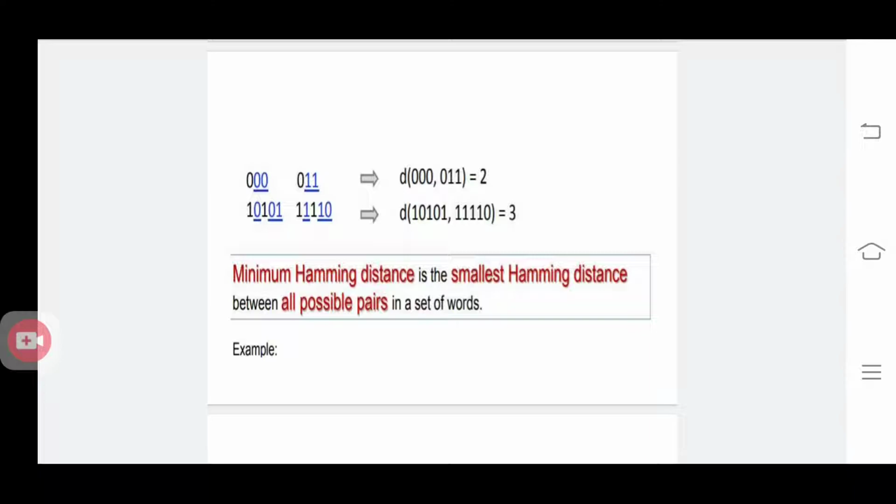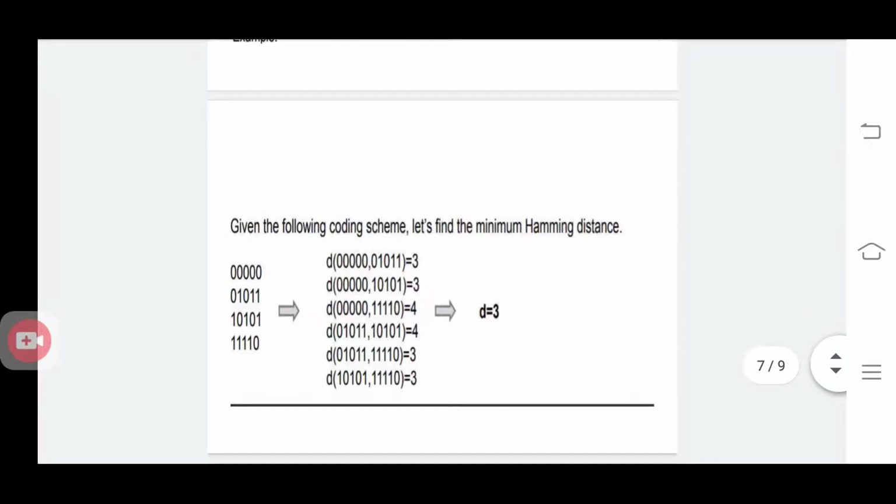And what is the minimum Hamming distance? The minimum Hamming distance is the smallest Hamming distance between all possible pairs in a set of words. Given a set of words, you have to find the Hamming distance between each pair, and then find which one is the minimum. That is the minimum Hamming distance. You can see an example. You have four data words: 00000 is the first word, 01011 the second word, 10101 the third word, and 11110 the fourth word.